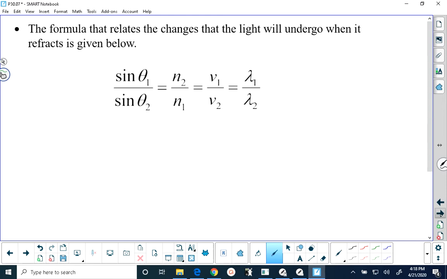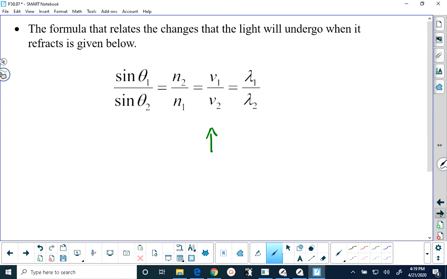It says that V1 over V2 equals lambda 1 over lambda 2. That means the speed of the light in the first medium divided by the speed of the light in the second medium is equal to the wavelength in the first over the wavelength in the second. And there's all these ratios.